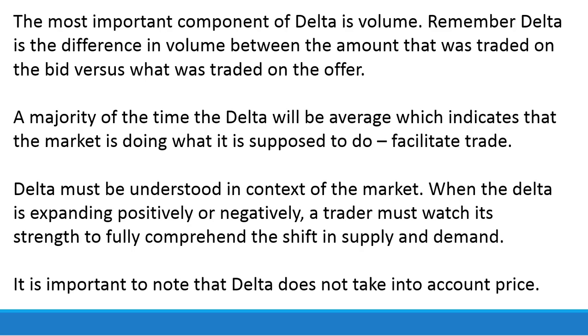Now, let's talk about delta a bit here. The most important component of delta, I think, is the volume. Remember, delta is the difference in volume between the amount traded on the bid versus what was traded on the offer. The majority of the time, the delta will be average, which indicates the market is doing what it's supposed to do. When I say average, it'll be a normal number, not a big number.